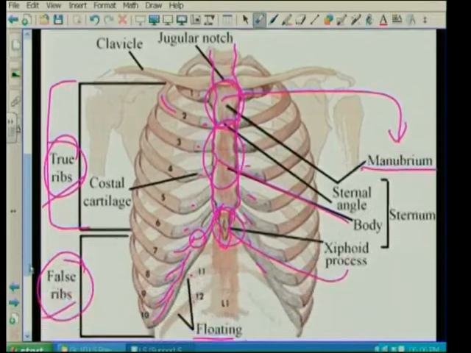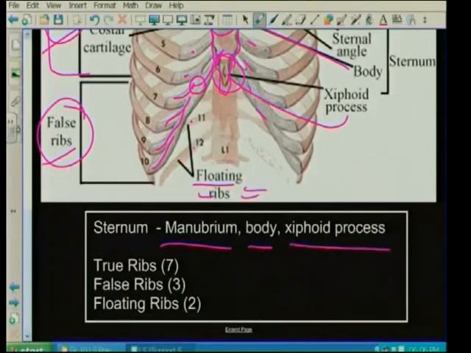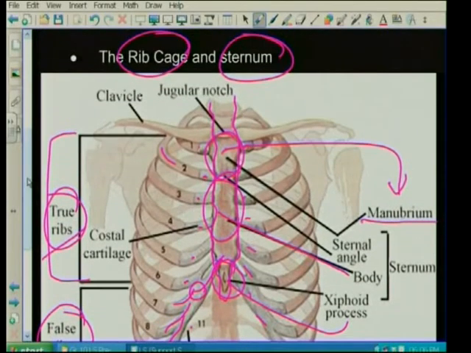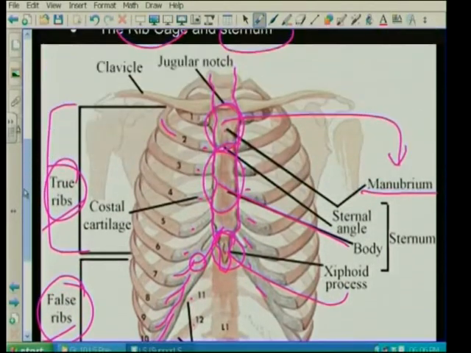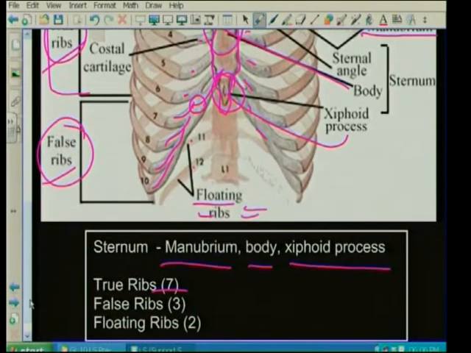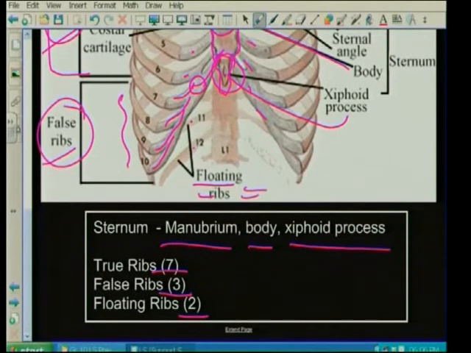That is the story of the rib cage. Just remember that the sternum is broken up into manubrium, body, and the xiphoid process. We showed that already in the diagram, manubrium, body, and xiphoid process right at the bottom. And there are 7 true ribs, 1 to 7 in our diagram. There are 3 false ribs, 8, 9, and 10, and 11 and 12, 2 floating ribs. That is the story of the rib cage.